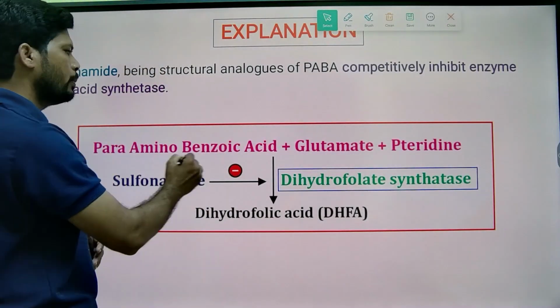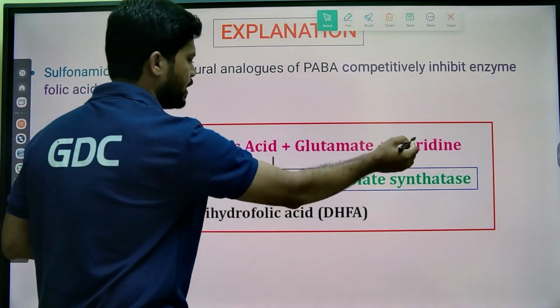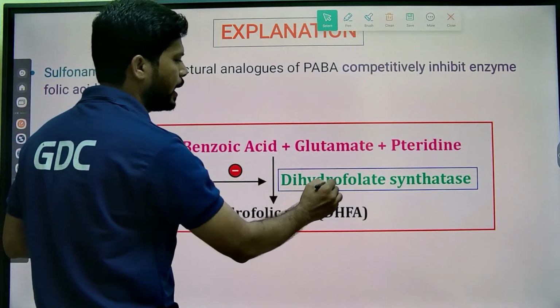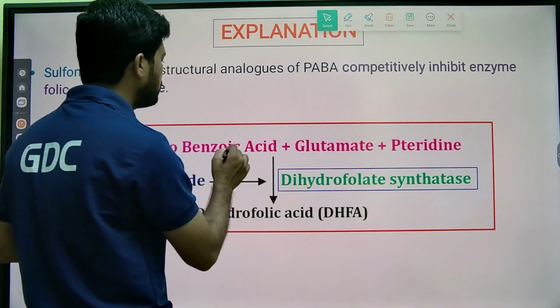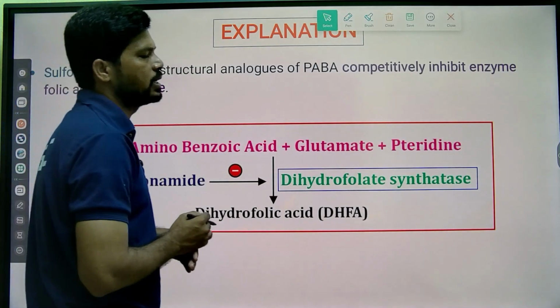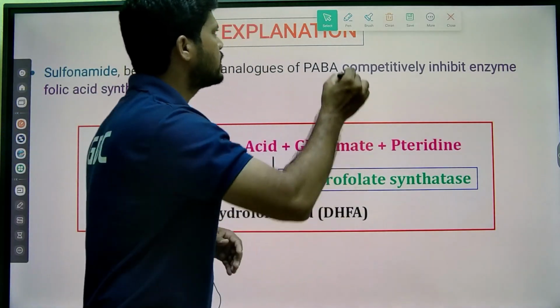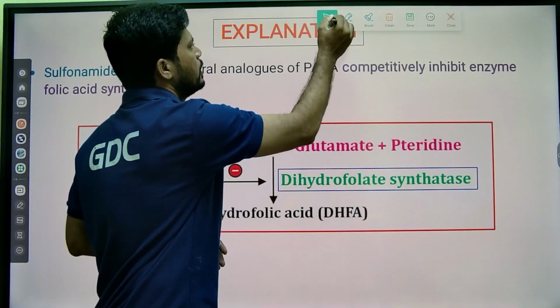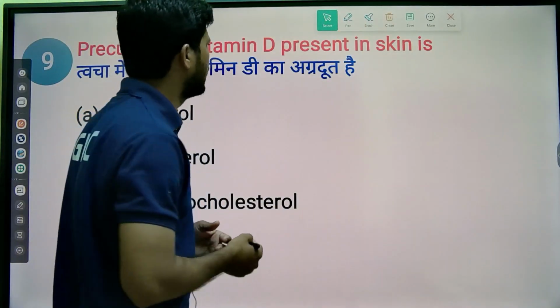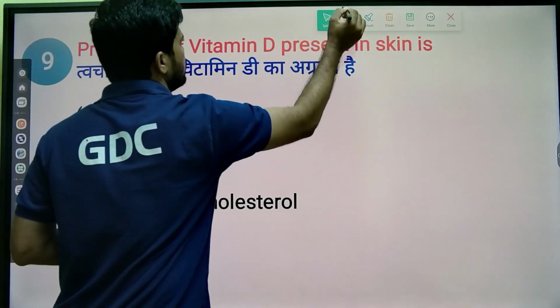Here, para-aminobenzoic acid plus glutamate plus pteridine produce dihydrofolic acid. But our sulfonamide inhibits dihydrofolate synthetase and competes with para-aminobenzoic acid, decreasing folic acid synthesis in the bacterium. If folic acid synthesis decreases in the bacterium, then what will happen? There is no further replication of the bacterium. Next MCQ.